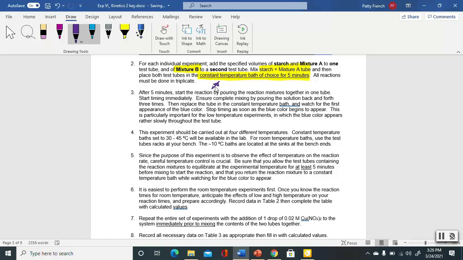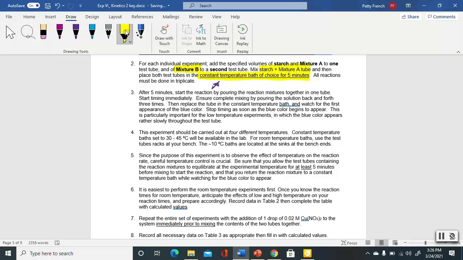And that's important. We have to know the temperature they're at. So after they're temperature equilibrated, you can start the reaction doing the same thing you did last week, pouring the reactions back and forth, starting your timing immediately. Make sure you pour all of your mixture into a test tube, just like you did last week.